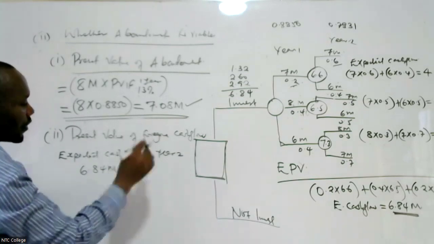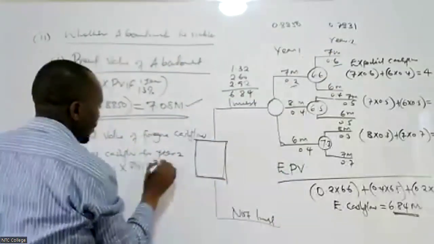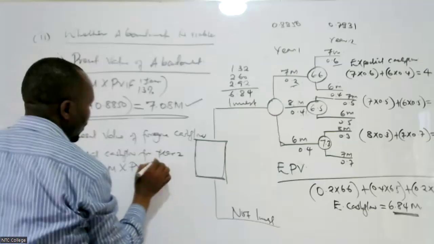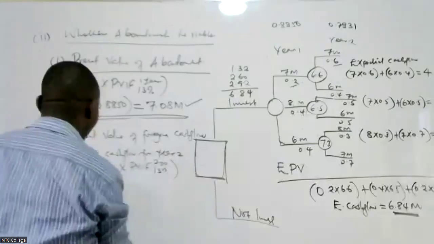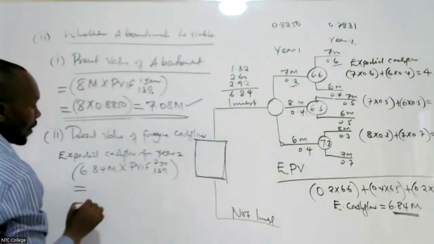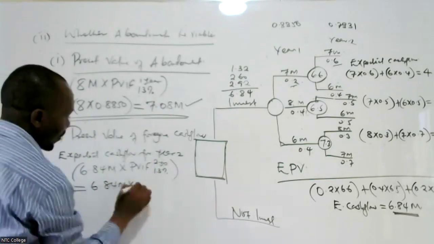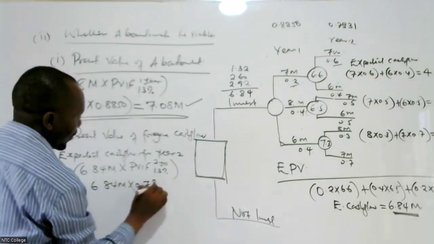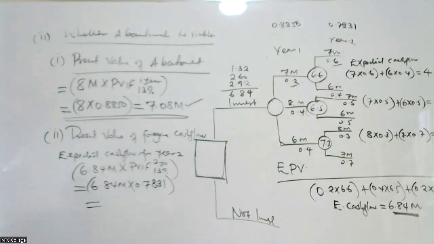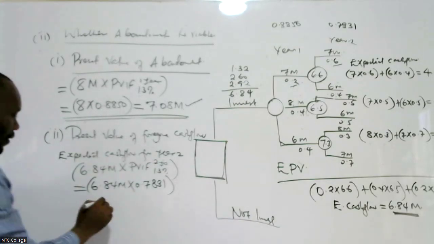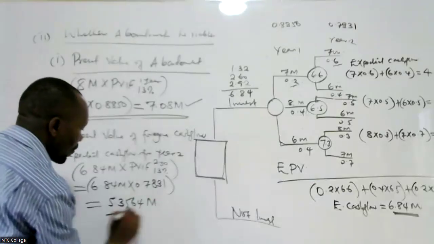It is for year 2 now. So use this one for year 2. 2 years, 13%. So that is 6.84 million times 0.7831. What are you getting? 5.3564. 5.3564 million. So compare the two.